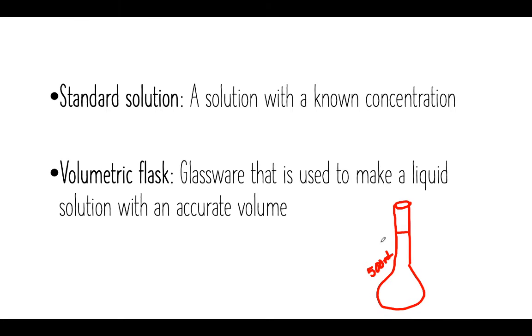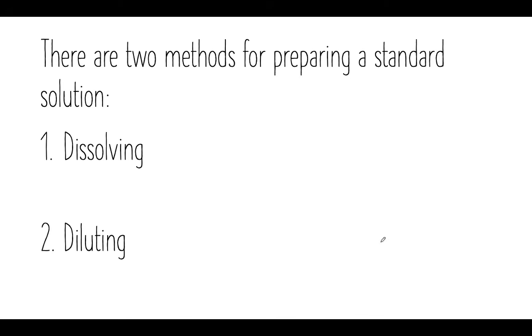Okay, so having said this, let's look at the two methods that we would have to use in order to make standard solutions. So the first is dissolving, in which you're taking a solid and you're dissolving it into water, and knowing the correct amount of solid that we put into that water gives us the information we need to get a certain concentration.